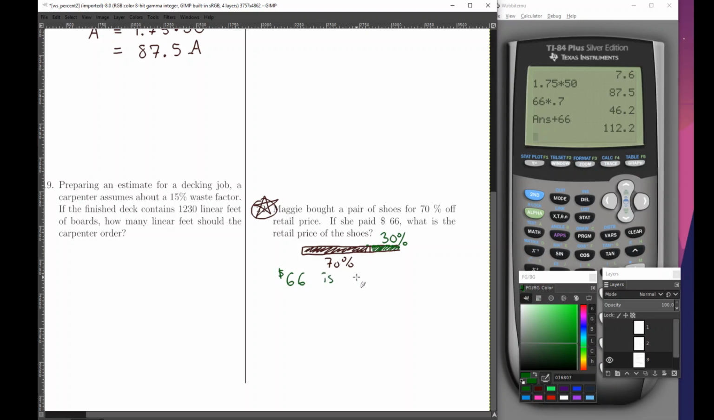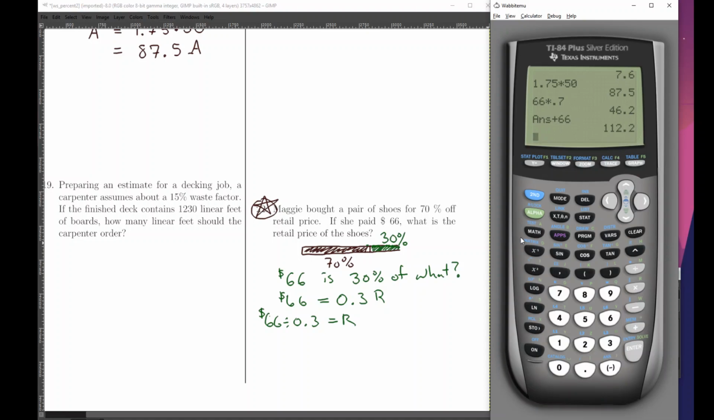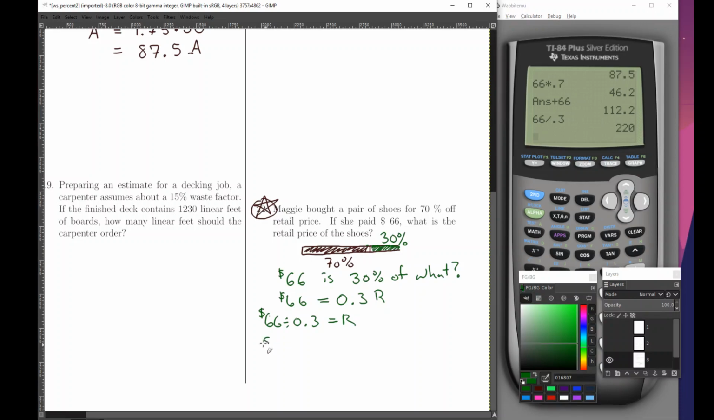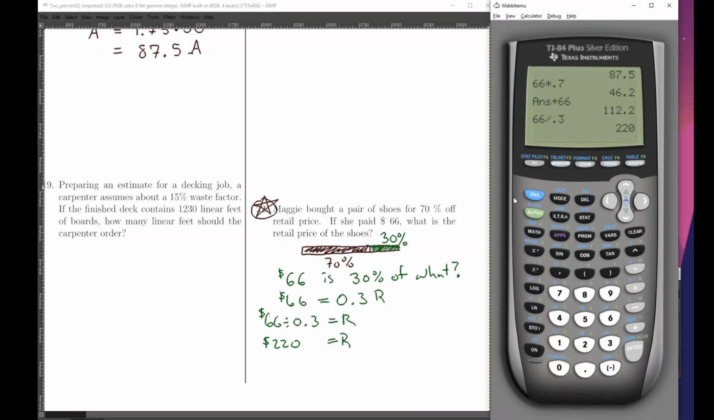$66 is 30% of retail price. $66 equals 0.3 times our retail price. 66 divided by, we'll write it out, 0.3. That's our retail price. Okay, now let's fire this into the calculator. 220. My goodness. That's our full retail price. Oh my goodness.